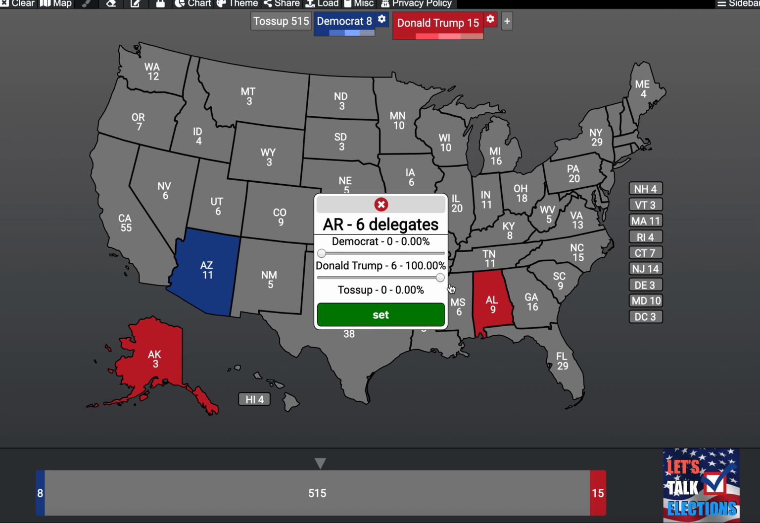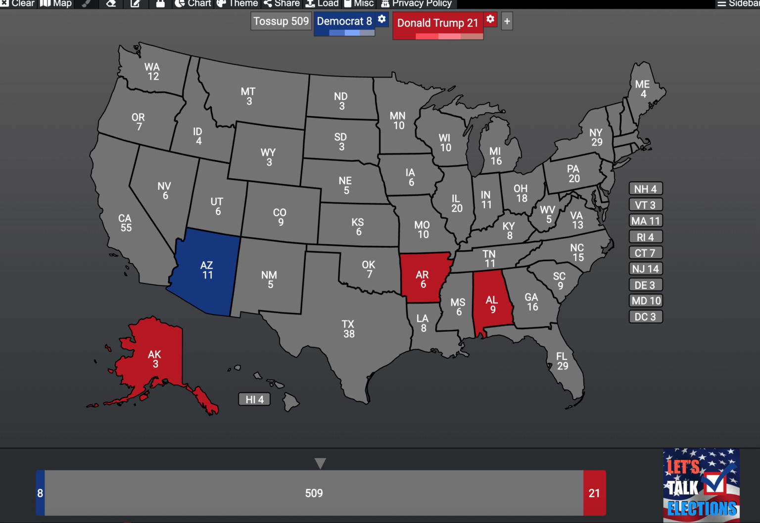Arkansas has 4 representatives from the Republican Party, all 4 of them. So that means they'll get all of the 6 electoral votes to Donald Trump.